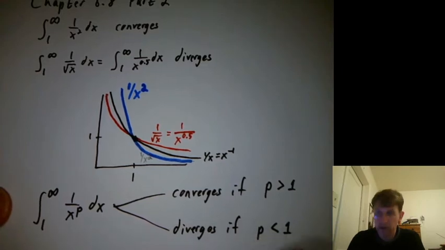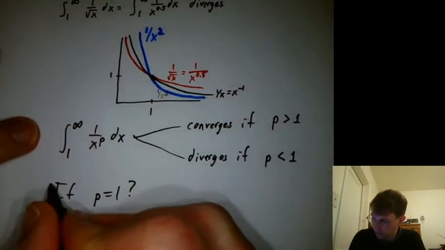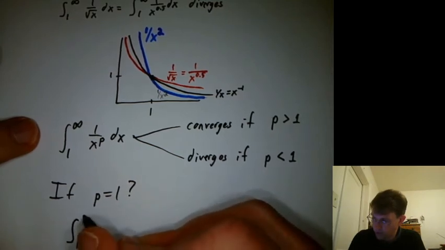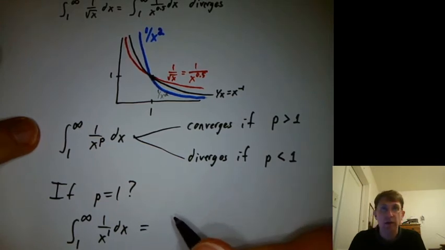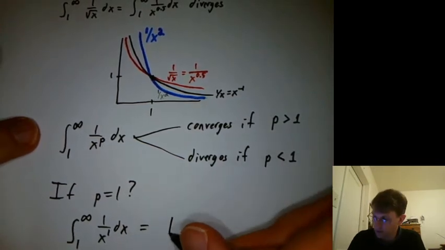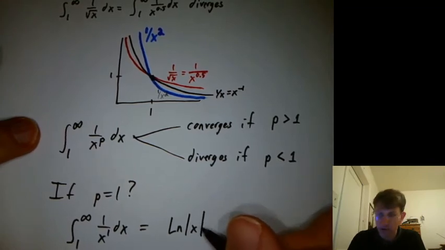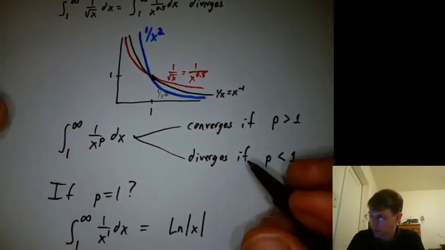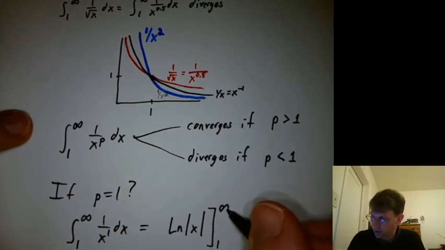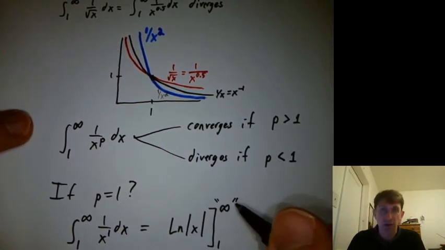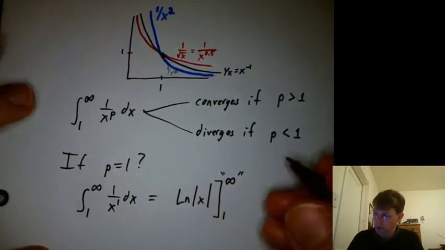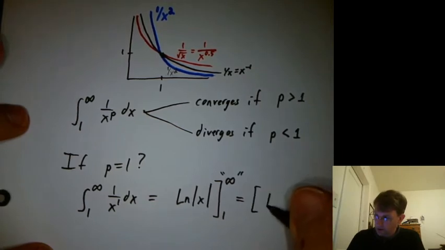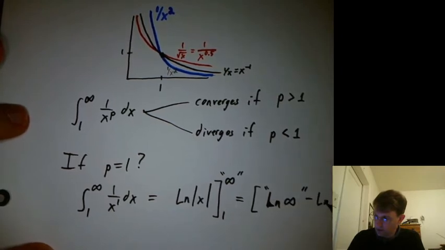If p equals 1, so we'd have the integral from 1 to infinity of 1 over x to the 1 dx. And what's the integral of 1 over x? It's just log x. We actually don't have to be careful about absolute values here because all the x's are positive, but it's just habit at this point. So I'm being lazy here and saying we'll plug in infinity. So what do we get here? Log of infinity minus log of 1.